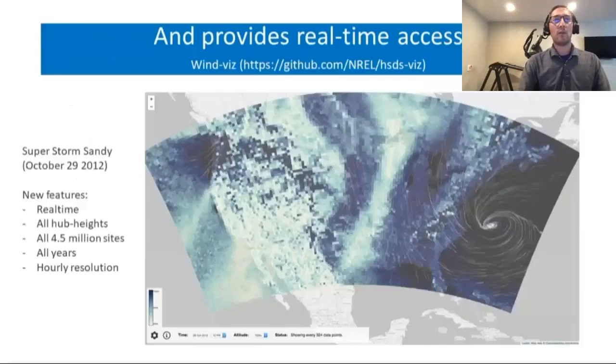Another example is that we've been able to build real-time web apps. So this WinViz tool is a fun little example. You can go in, you can pick any day, any hub height, or actually any time step, any hub height, and it will display the data from the wind toolkit. So this is just a snapshot of Superstorm Sandy. The actual colors is the wind speed, and then these little vectors are the prominent wind direction that's happening at that moment in time. So this is a fun little real-time interactive web app that we're able to build now that we have access to all of the data.